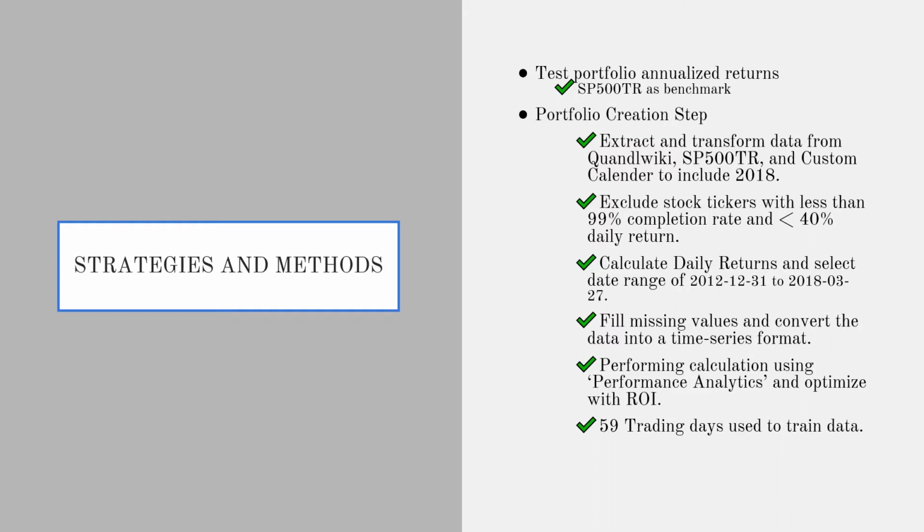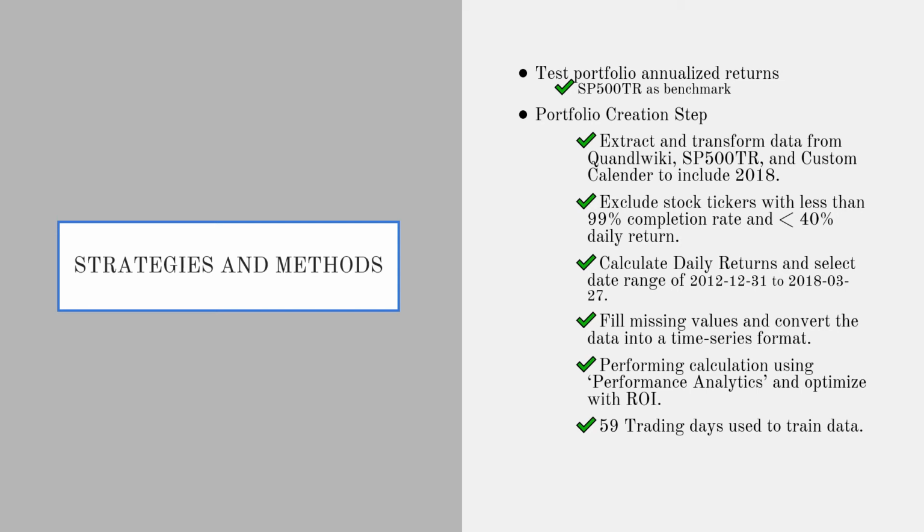The first steps were to update the datasets in SQL by adjusting the date range in the Quandl WIKI file. Extract and merge the SP500 TR data obtained from Yahoo Finance, and fill in the custom calendar to include all of 2018 trading holidays. We selected only tickers that had less than 1% missing data from 2013 to March 27, 2018. Within this date range, we chose to cap the daily return at 10 times the SP500. Therefore, any ticker with a daily return greater than 40% was excluded from our pool for selection.